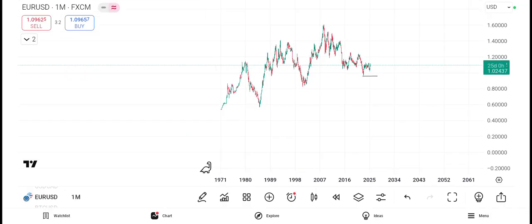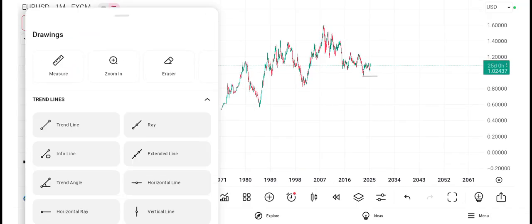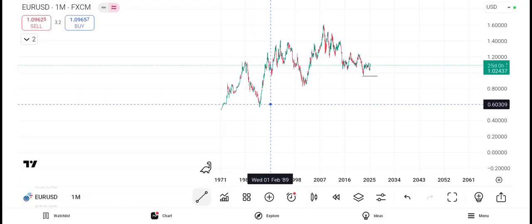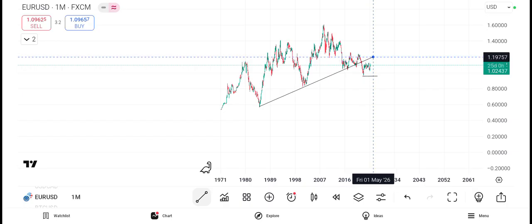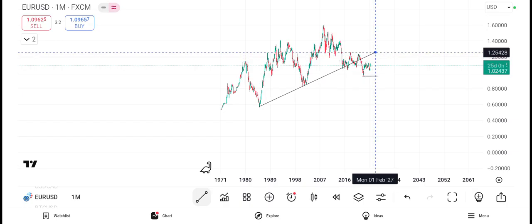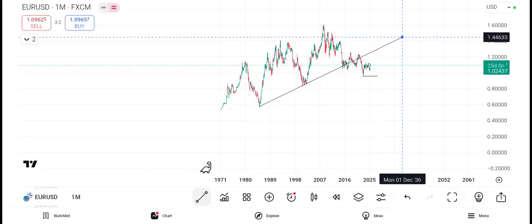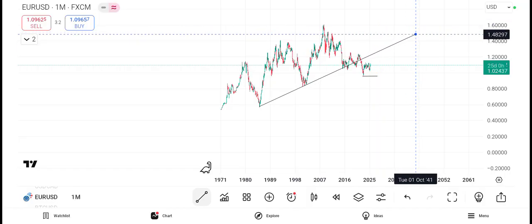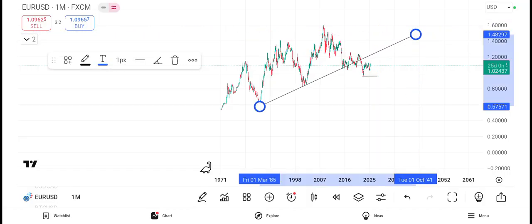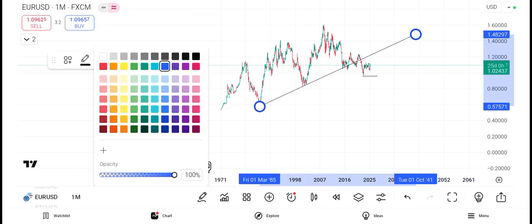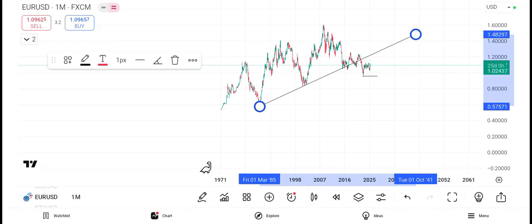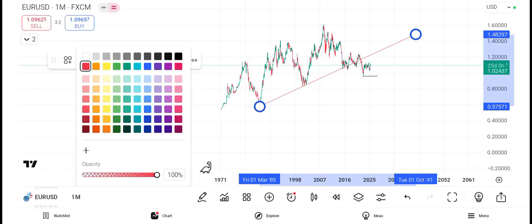So from the monthly, let's see something here. If you're working with your trend line, you could see that we're breaking a major trend line. I'm going to tag this. Is that good? No. Red, nah, it's not good. Yellow, nah, it's not good for the white.